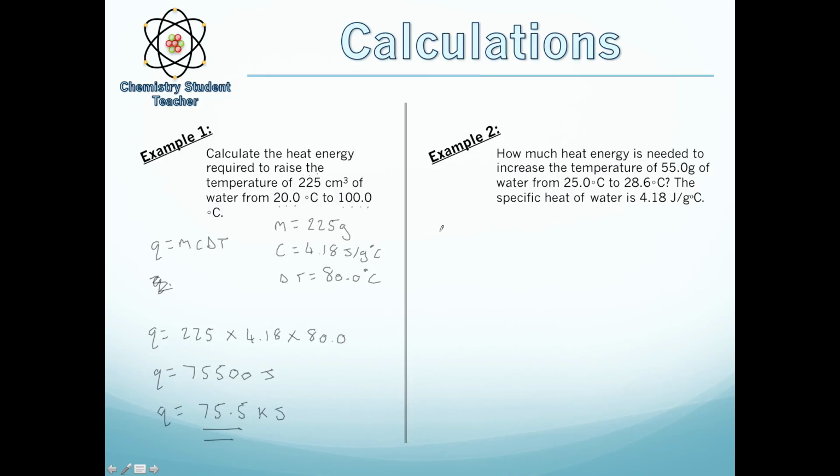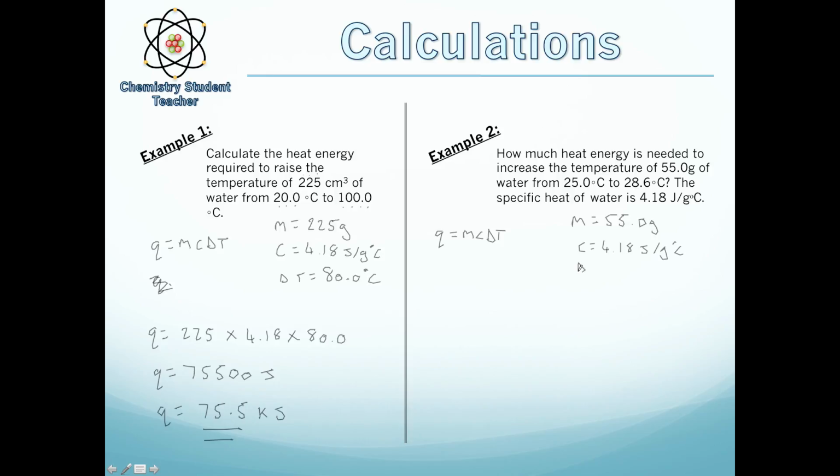So again, it's asking for heat capacity. So you're working out Q. Just write the equation down again, it's always helpful to do. So mass here, they've actually given you the mass this time, so 55.0 grams. And you've got C, again, which is 4.18 joules per gram per degree C.